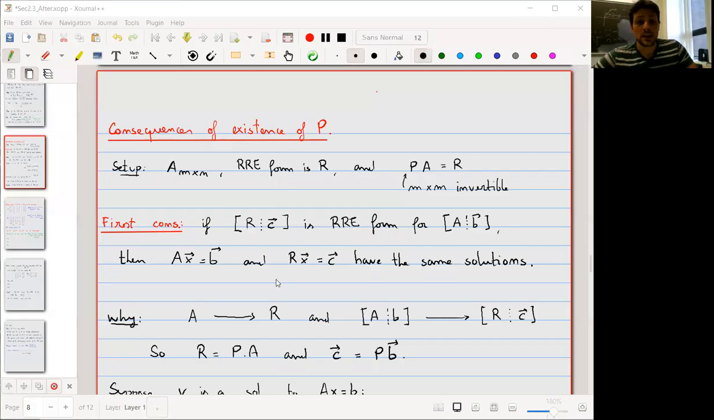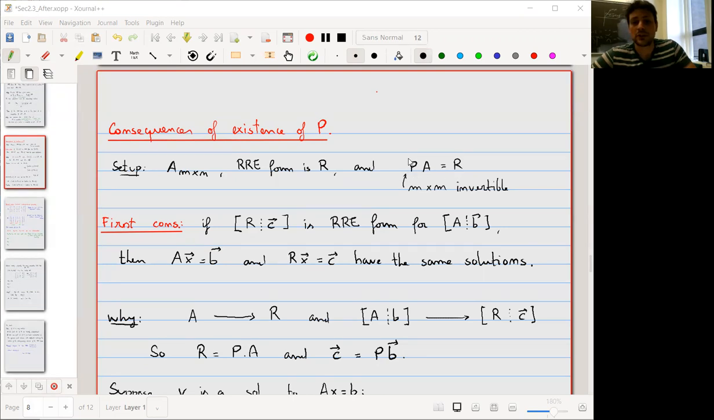Hello, everyone. In this video, we explore some consequences of the existence of the matrix P, which is a product of elementary matrices we discussed last time. Here's the setup in which we'll frame today's video. We have an M by N matrix A, whose reduced row echelon form is a matrix R. And as we saw in the last video, there's an invertible matrix P such that PA is equal to R.